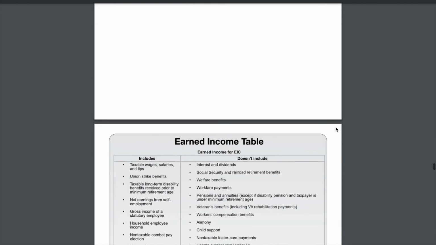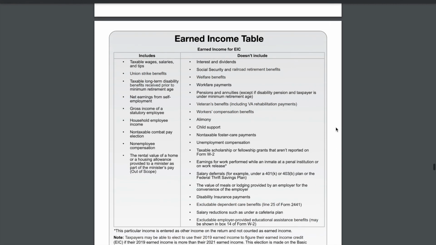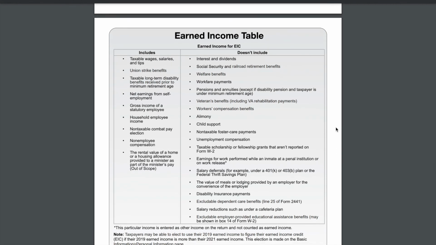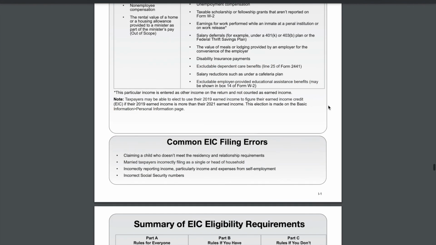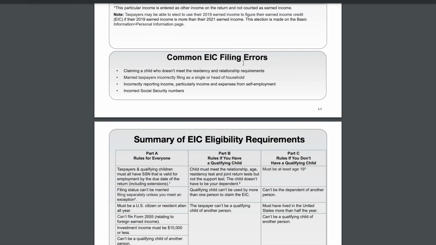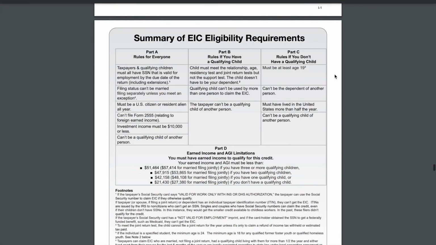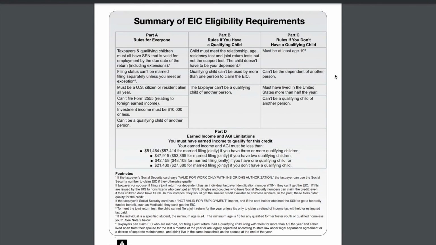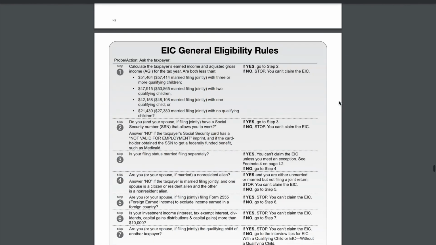And so, tab I now, this is all related to the earned income credit. This table right here gives you a breakdown of what income is included in the earned income credit, what income is eligible for it, and what it does not include. Also here it gives you a handy list of what some of the common errors are when actually filing the earned income credit. There are some specific earned income credit eligibility requirements, which it talks about here, but again, TaxSlayer will do this math for you.